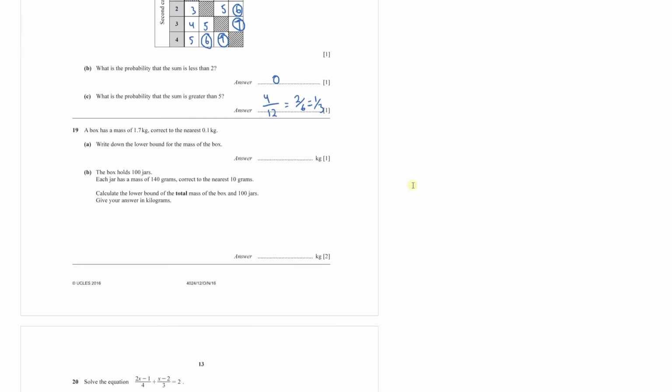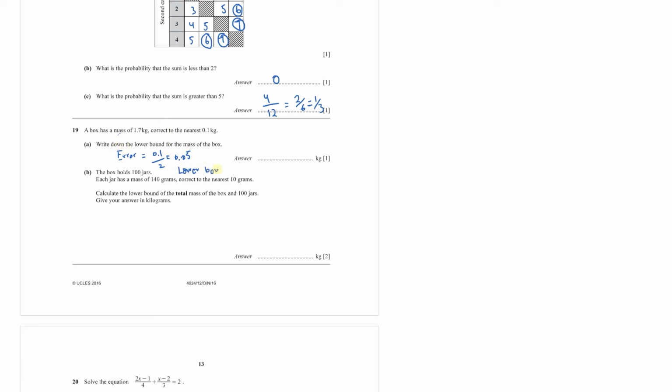Let's move on to the next question. Question 19 is, a box has a mass of 1.7 kg, correct to the nearest 0.1 kg. Write down the lower bound for the mass of the box. So your degree of accuracy is 0.1. So your error is always degree of accuracy divided by 2, which gives you 0.05.